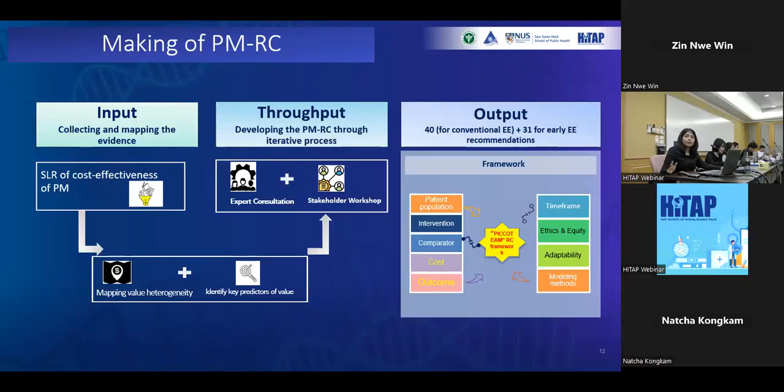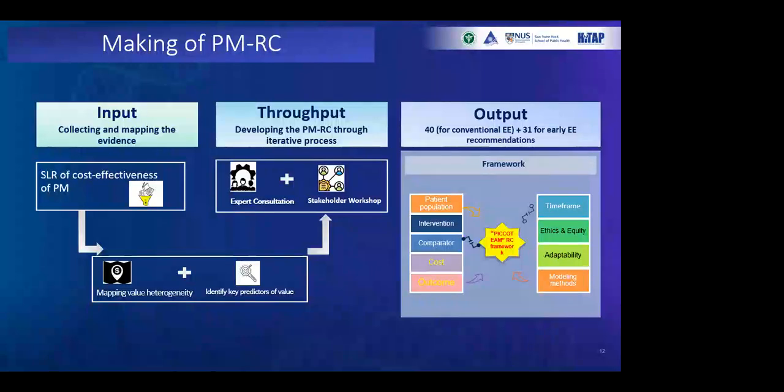Finally, we come to the reference case, which we will be walking through in depth now. So this reference case is a 9-domain framework known as the PICCOTEAM reference case. We have 40 recommendations for conventional economic evaluation and 31 recommendations for early economic evaluation.